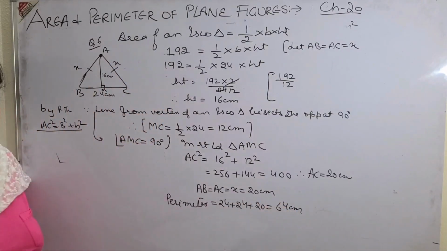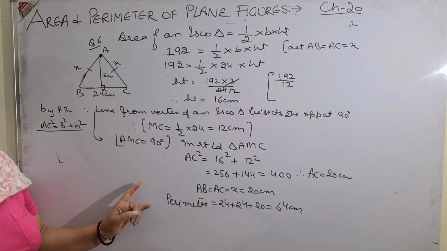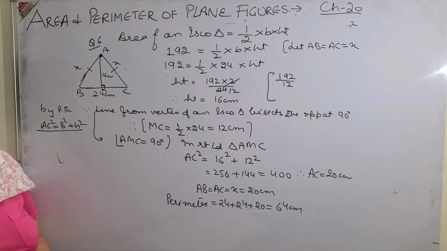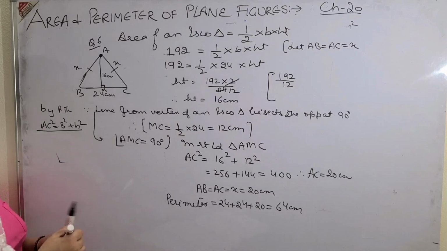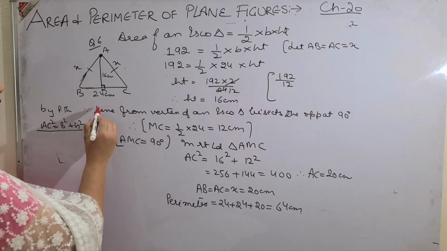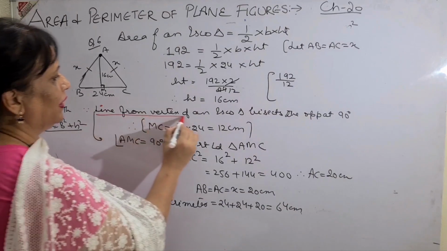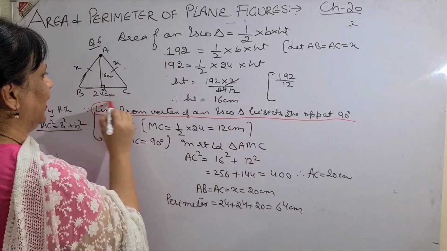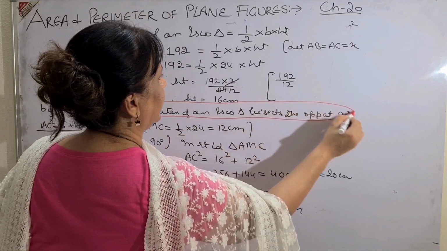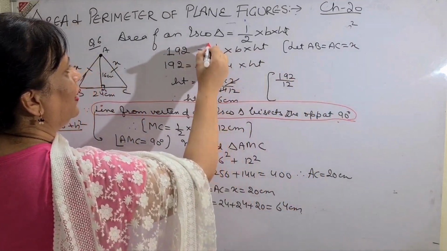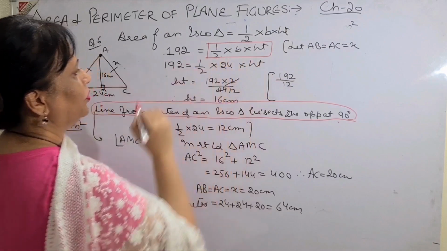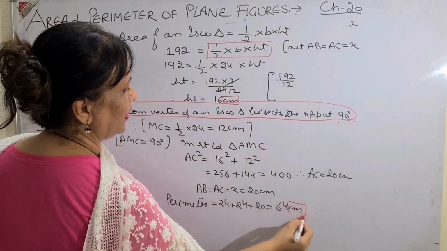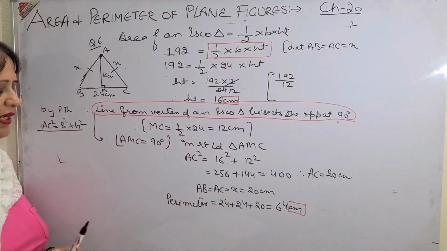So I hope you have understood. This is a question in which the concept has to be very, very clear. I have given you one more result here, and this will be used further in the questions also. I am underlining it: a line from the vertex of an isosceles triangle bisects the opposite side at 90 degree. I have underlined the formula which you have to use. I have underlined the units which you have to mention. Be careful if you want to get full marks.